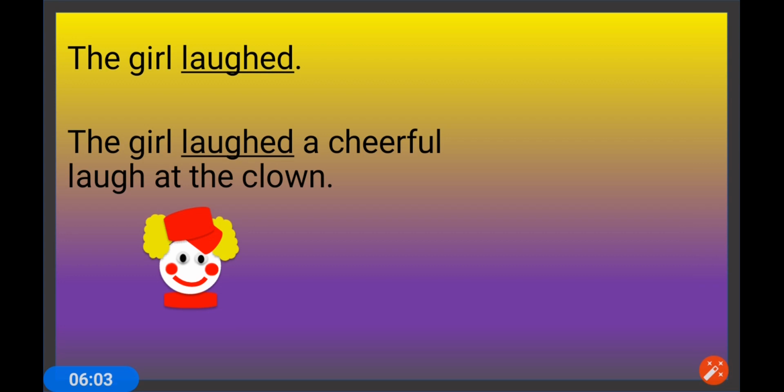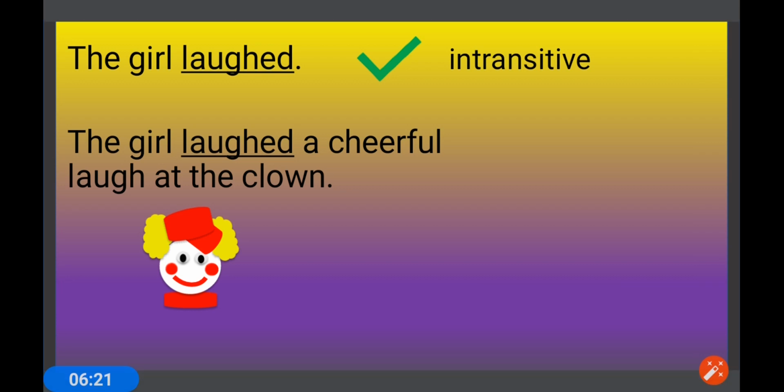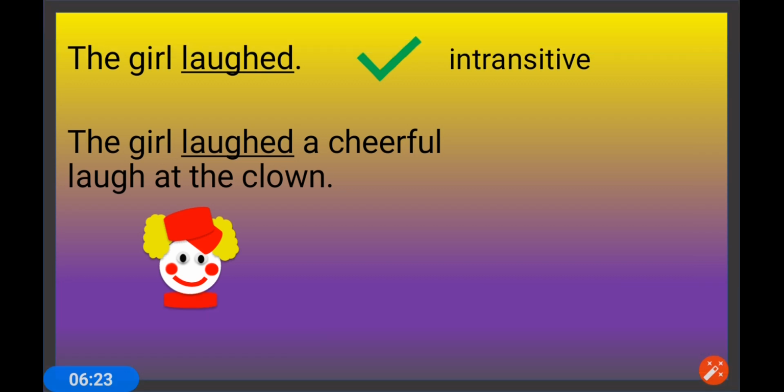The girl laughed. This is the first sentence. There is no object here, so we can say this is an intransitive verb. There is no object in that sentence, and yet it's also a complete sentence. Okay, the next is the girl laughed a cheerful laugh at the clown.